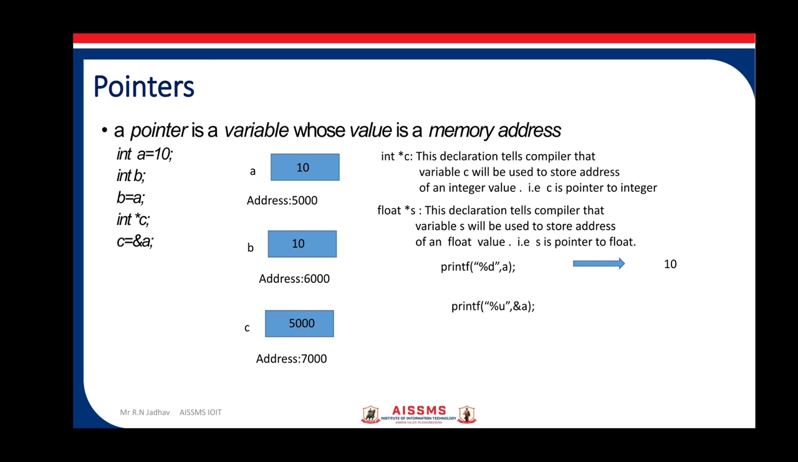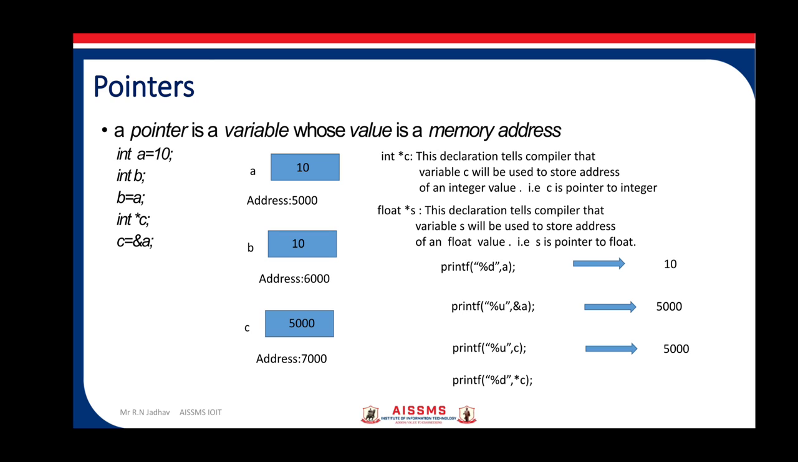Now suppose I want to print the address of variable a. To print the address, we require the format specifier %u, and it will print the value 5000, which is the address of variable a. Similarly, if I print variable c, now variable c is not an integer, it is a pointer to integer. As it is storing an address, it will have format specifier %u, and it will print 5000, which is nothing but the address of variable a.